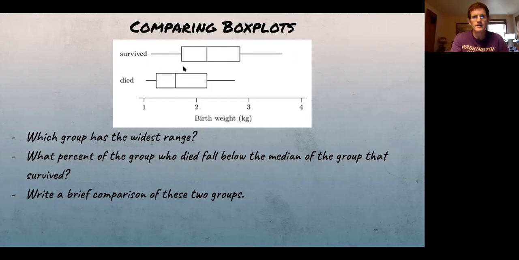Something about stats is taking it further and sometimes answering why that's the case. Well, lots of newborns survive, and you're going to have a really wide range of birth weights for those that survive, but of course, those that died, well, I don't want to say anything more about it. Let's kind of get you to think. So the next question: what percent of the group who died fall below the median of the group that survived?